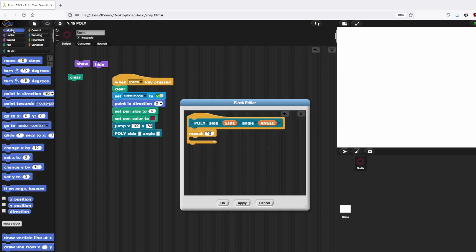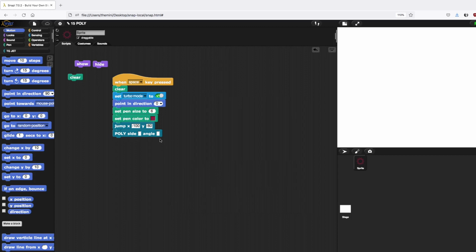And then obviously in motion we take the usual move, and we of course want to move the side length, and we need to turn, the usual shenanigans, and do the angle. So let's see if we set 100, and we started with the 72, say. Yay! We have invented the polygon.